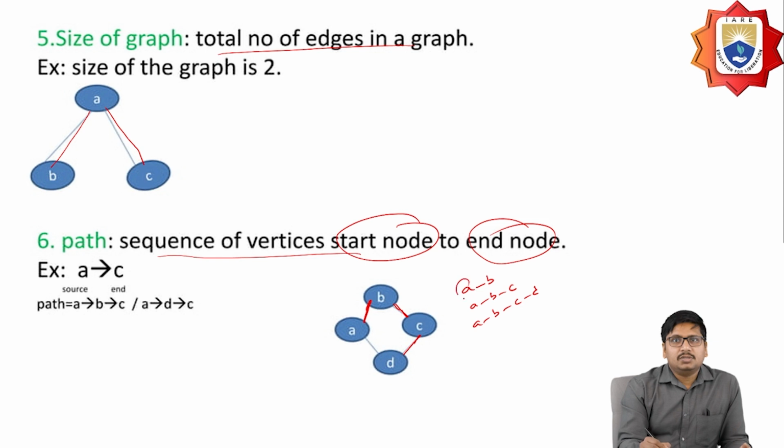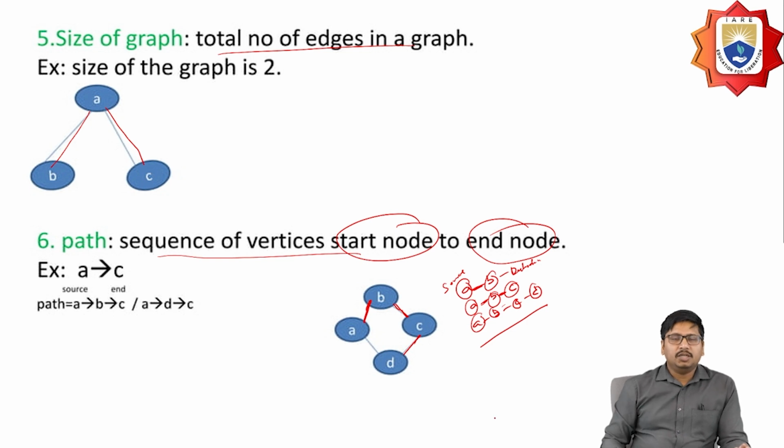Here this one we call the source, and this one we call the destination. The path from A to B is only one path, and there exist two paths here. That means A to B, B to C, and A to B, B to C, and then C to D. So these are what we call paths in the graph.